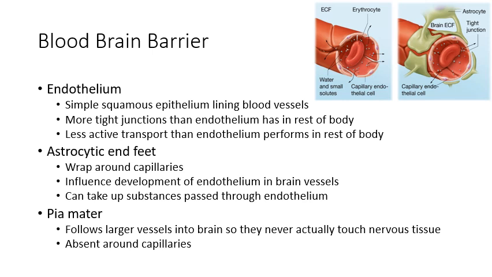And then finally, you have the pia mater, which surrounds every larger vessel or vein in the blood that's not a capillary. It's going to be in a little space that's surrounded with the pia mater, so that vessel is not actually directly exposed to nervous tissue ever. So those three factors make up the blood-brain barrier, but it's mostly based on tight junctions between the endothelial cells that line the capillaries in the brain.